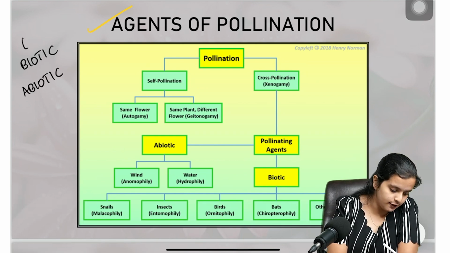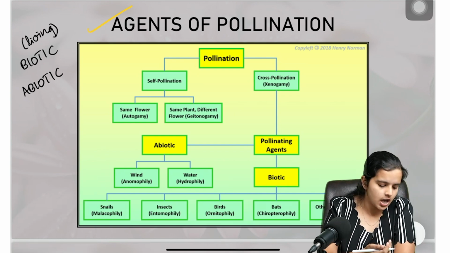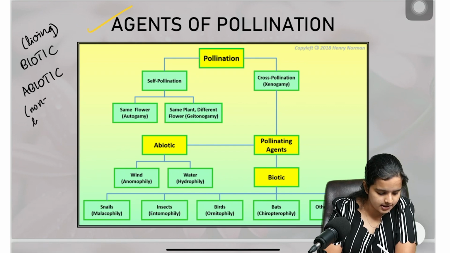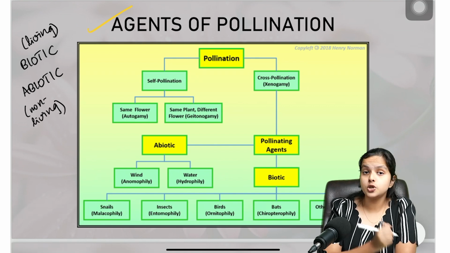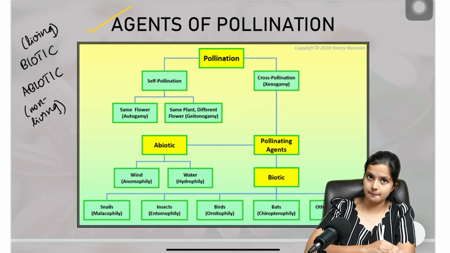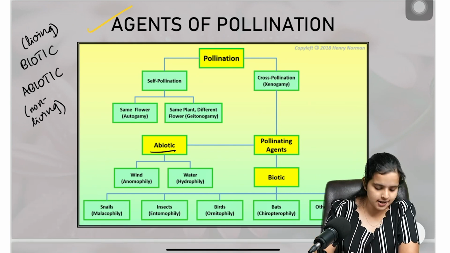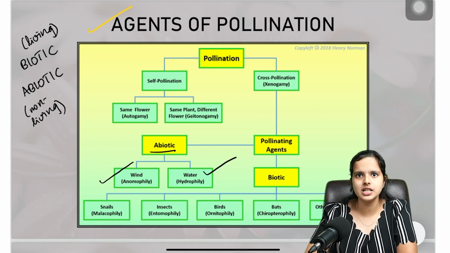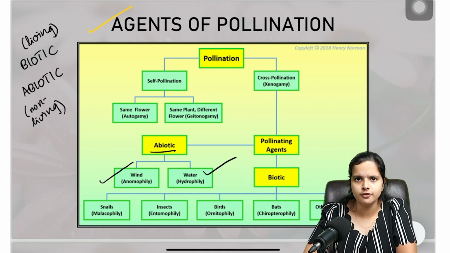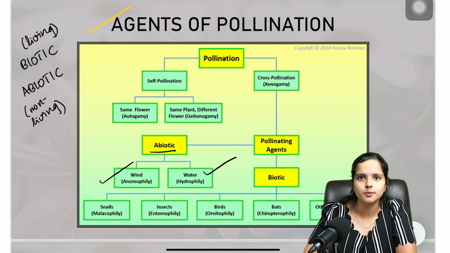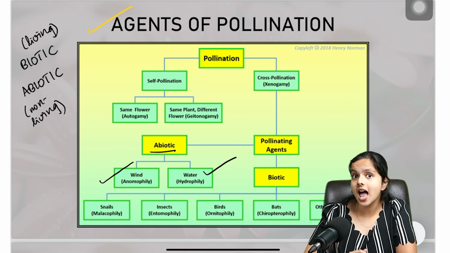Biotic means living, something that is alive. And abiotic means something that is non-living. So there are two types of agents, abiotic and biotic. The abiotic ones comprise wind and water, because is wind alive? Of course not, right? Wind and water are both not alive. They are abiotic factors.